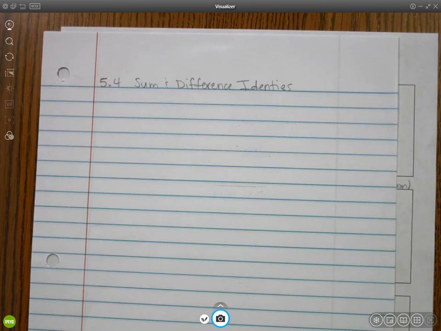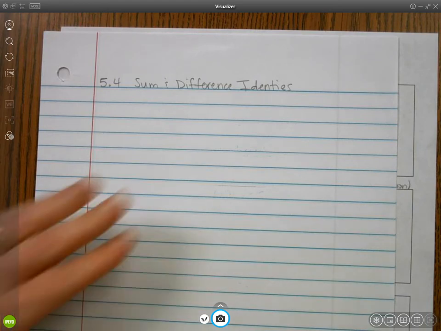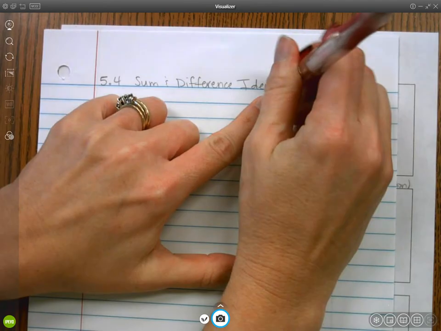And then next week, we will have a review on Monday and a test on Tuesday, and then we'll move on to chapter 6. And I think I spelled identities wrong right here.